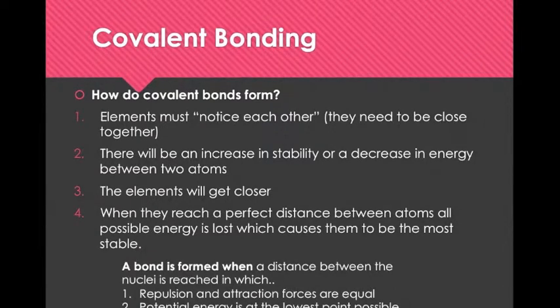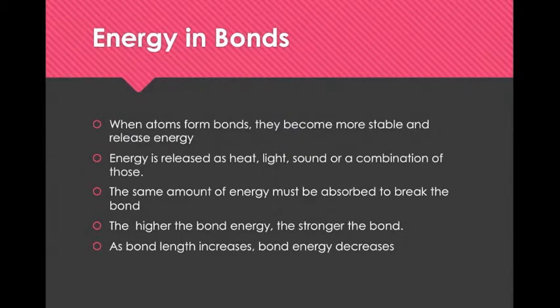When the bond is formed, the repulsion and attraction forces of the two atoms are equal, and their potential energy is at the lowest possible point. When atoms form bonds, they release energy and become more stable. The energy can be released as heat, light, sound, or a combination of the three.